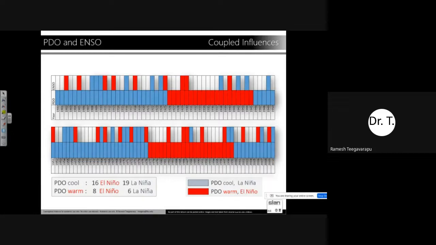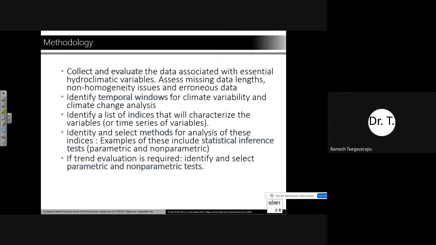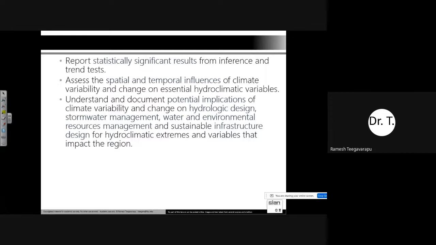Sometimes a combination of the influences will happen. For example, a combination of ENSO and PDO can happen, or ENSO and AMO can happen. So you can see how in some time intervals, both of them are influencing your climatic patterns. Okay, so how do we assess these things? The first thing is that you collect all the data, the hydroclimatological data, and you identify the temporal windows. Most of the time, these temporal windows coincide with the phases of your oscillations. Develop indices; if you already have indices, you can use those. Use statistical methods to see if there are any significant changes in the variable values, and then you document that.